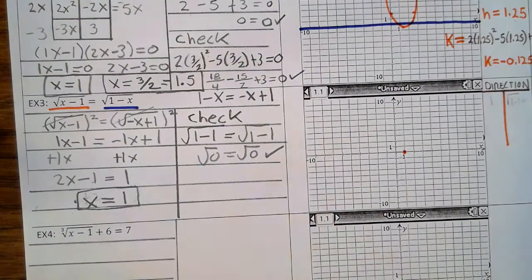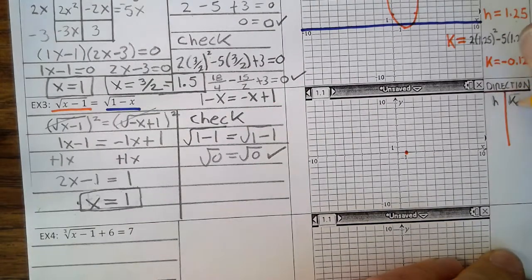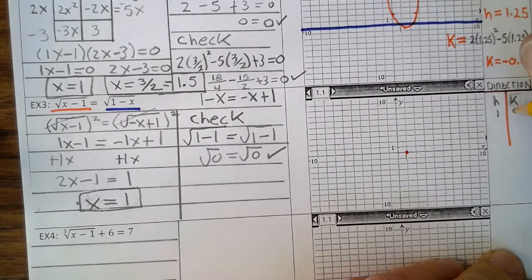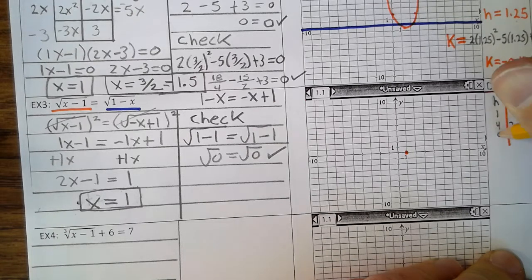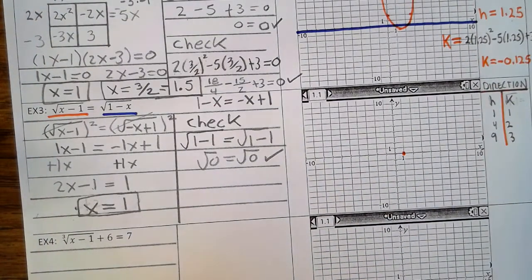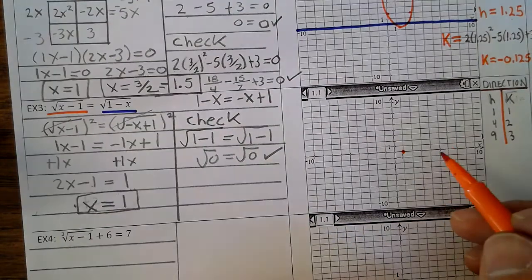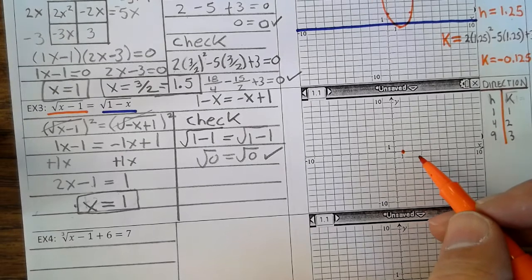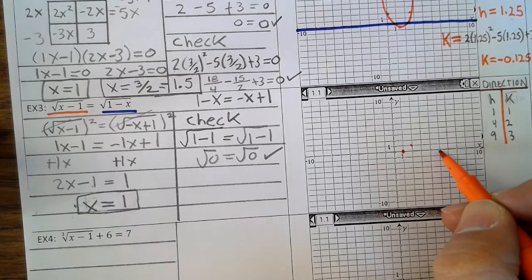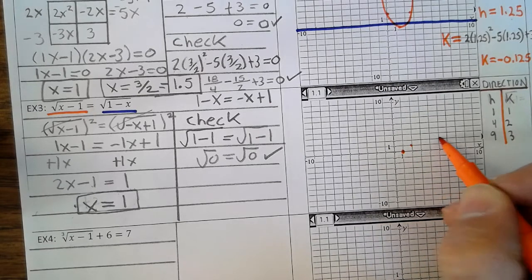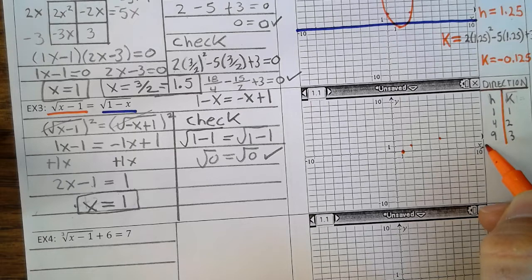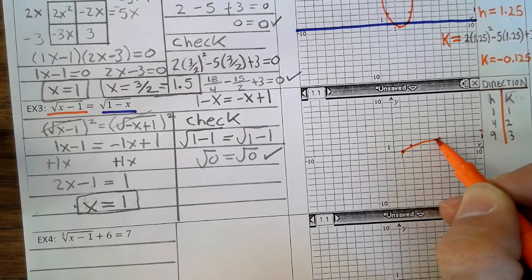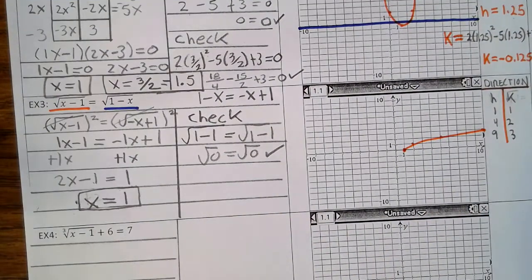And then from there, we know our direction is H, K: 1, 1, 4, 2, 9, 3. So we go to the right one, up 1. We go to the right 1, 2, 3, 4, up 2, right 5, 6, 7, 8, 9, up 3. All right, and now we graph the next one by direction.